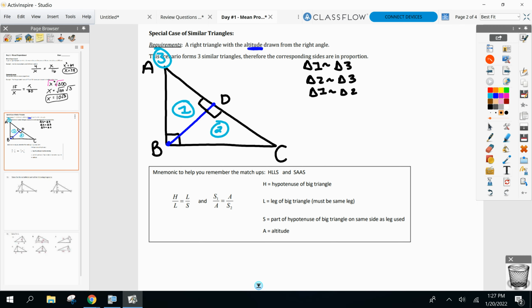Ooh, we could take this another level now. If all 3 are similar, what do you know about their corresponding sides? They're all proportional. Yeah, CSSTP, right? Corresponding sides are in proportion.